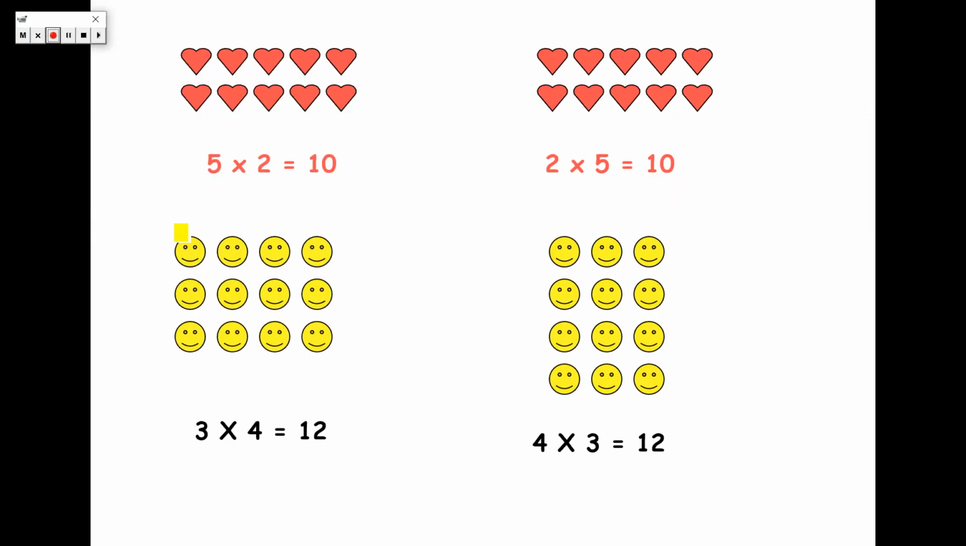To finish off our commutative multiplication here, we've got 2 more arrays. So we've one calculation here that says 5 multiplied by 2 is 10, and again here we've got 2 multiplied by 5 is 10, and the same here with our smiley faces for this morning. We've got 3 times 4 equals 12 and 4 times 3, which equals 12. So again, exactly the same. The calculations have just been switched around, but the answer is the same. Well done, everybody.